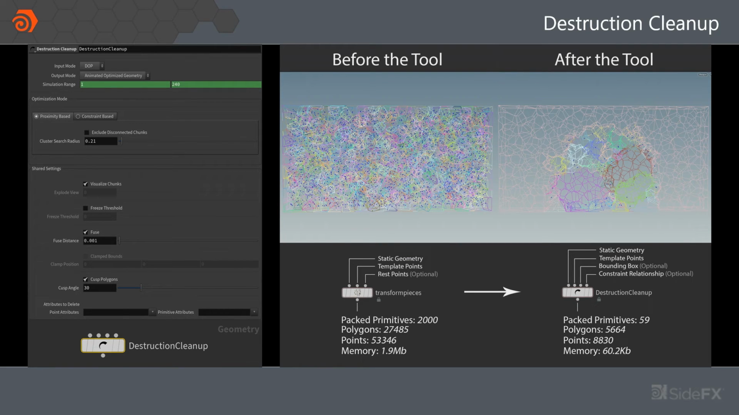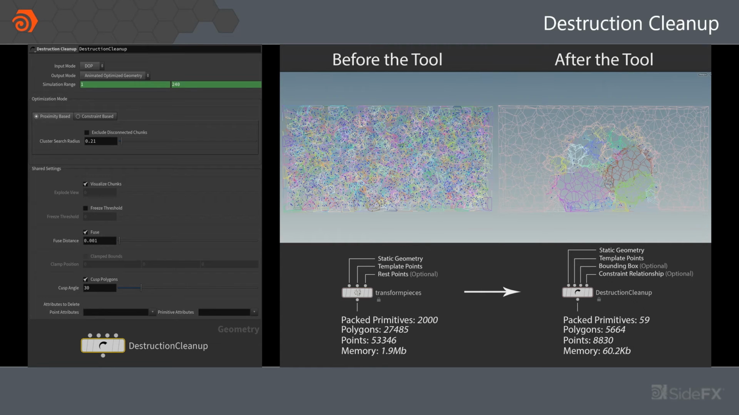So let's take a look at an example of an extreme case. In this case, I have this wall which is being fractured using a Voronoi fracture, and it starts off with 2000 packed primitives. After running it through the tool, which analyzes what happens in the simulation, we only have 59 pieces, meaning that we have a massive reduction without doing a lot of manual cleanup. It does it all for us. It also reduces the amount of polygons, because all these inside faces that you don't see because the pieces stick together have also been removed.